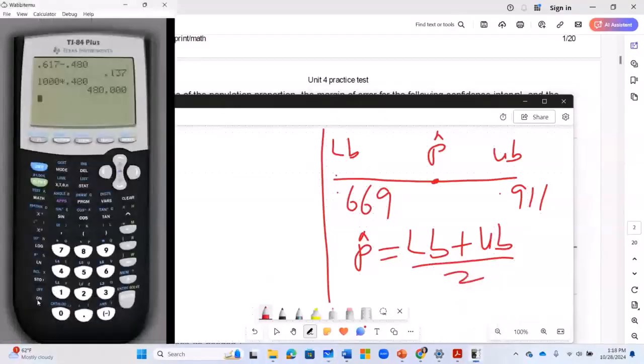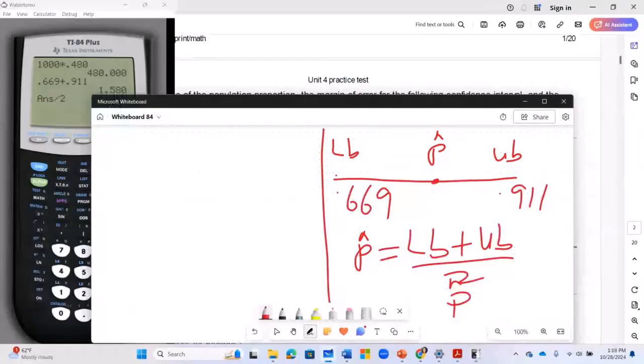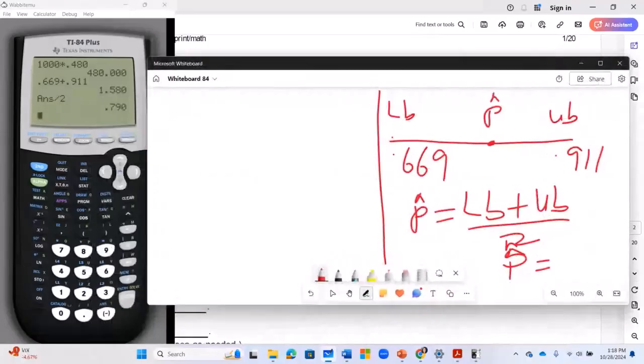All right, so I have 0.669 plus 0.911. If I hit enter, then I divide by 2. Then I find the sample proportion, or the point estimate. So the point estimate in this question, p hat, is equal to 0.790 according to my calculator.